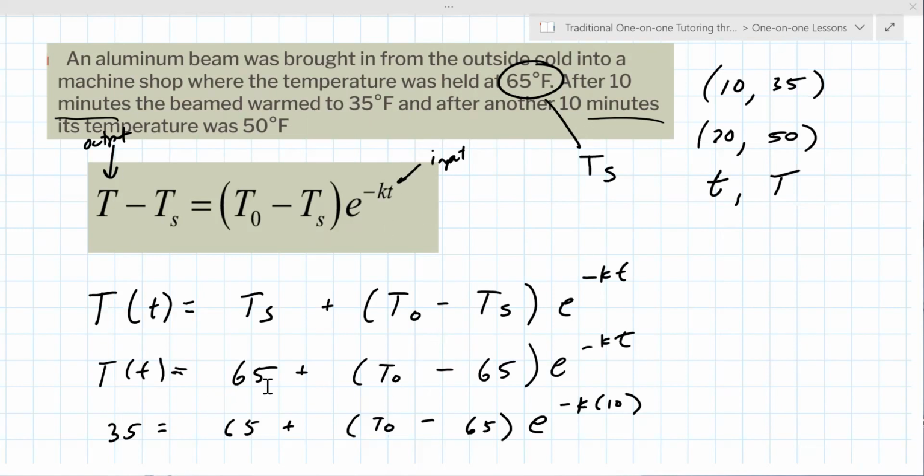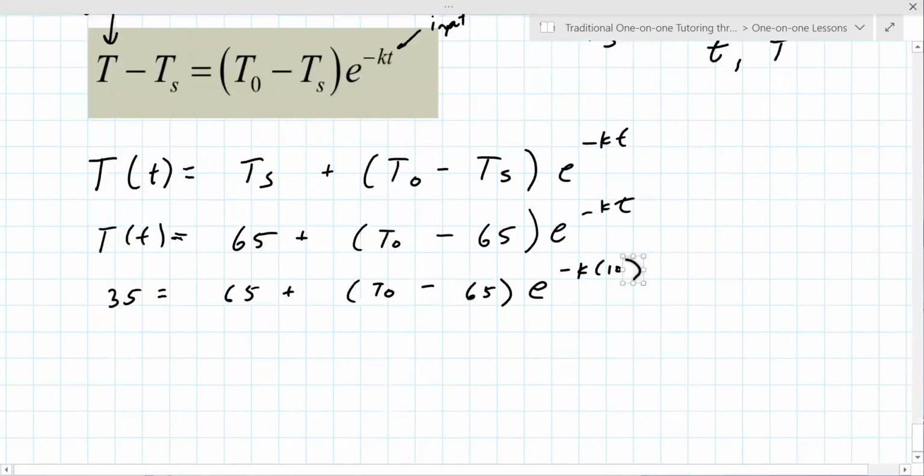Yeah. Okay. All I did, and I think this is where we left off, is substitute this first data point into the equation here. And then I'm going to do it again for the second equation. So the second one is 50 equals 65 plus T0 minus 65 e to the minus k times 20.